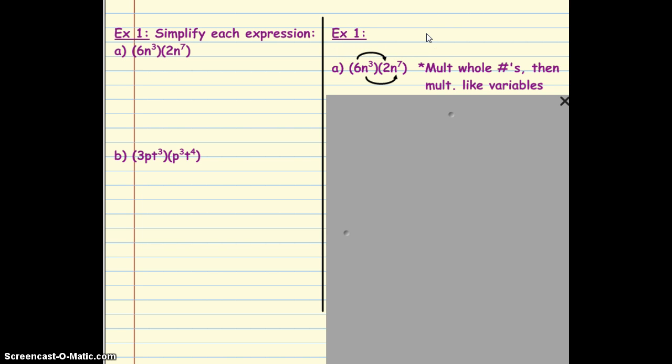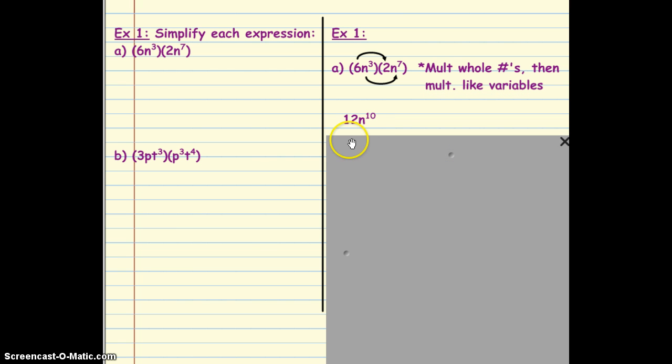Then we're going to multiply our variables that are alike. In this case, we've got n to the third and n to the 7th. These are like variables. And our power rule says we can just add the exponents when the bases are the same, so 3 plus 7 is 10. So our simplifying gives us 12 times n to the 10th power.